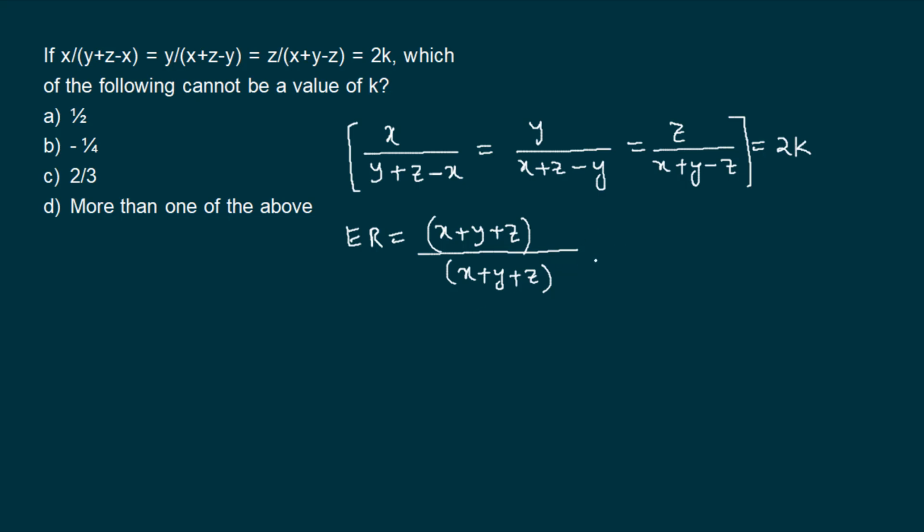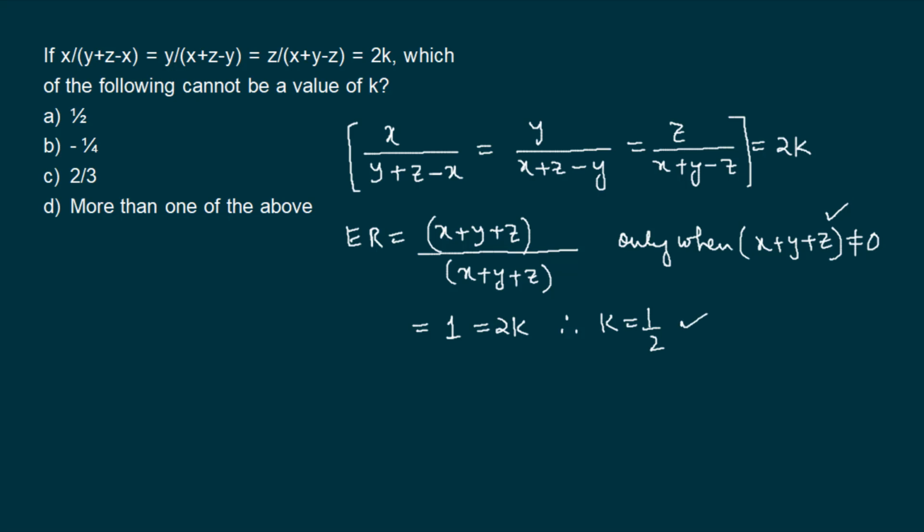Now, I can cancel out this x plus y plus z only when it is known that x plus y plus z is not equal to 0. Nothing is given about whether x plus y plus z is 0 or not. So, let us assume that it is not equal to 0. If it is not equal to 0, then the value of each ratio should be 1. That is equal to 2k. Therefore, k is equal to half. So k can assume the value half when x plus y plus z is not equal to 0.